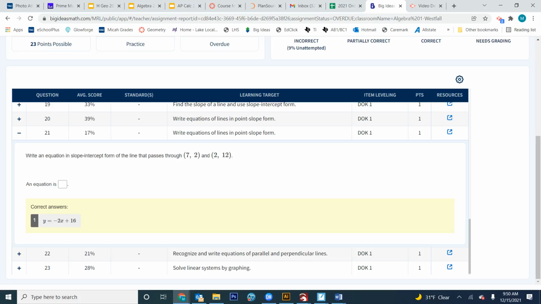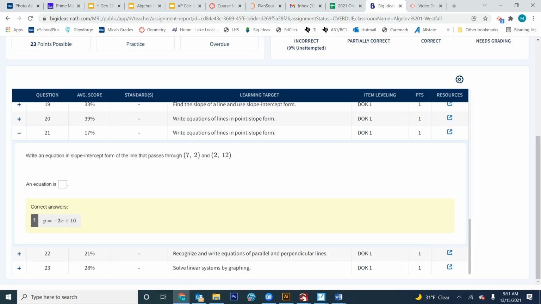Now, it wants it in slope-intercept form. Guys, this is slope-intercept form. You might want to write that. Okay? This is slope-intercept form. That might be on the note card. Okay? This is point slope form. All right. This was the most work.